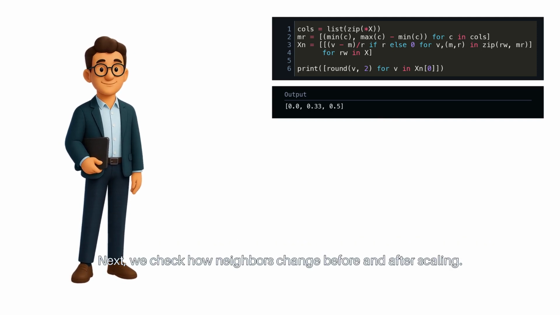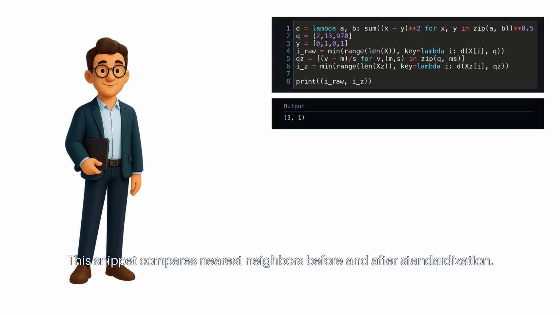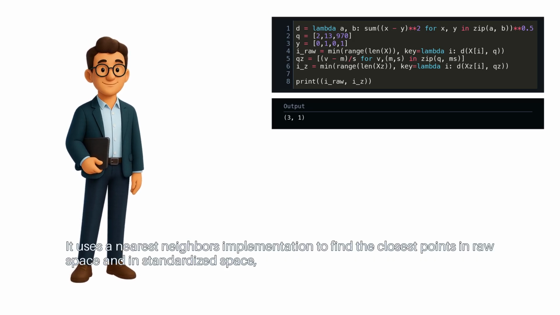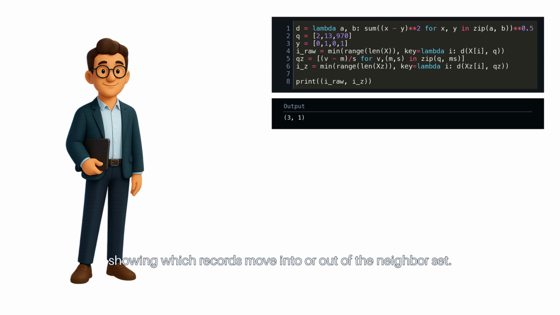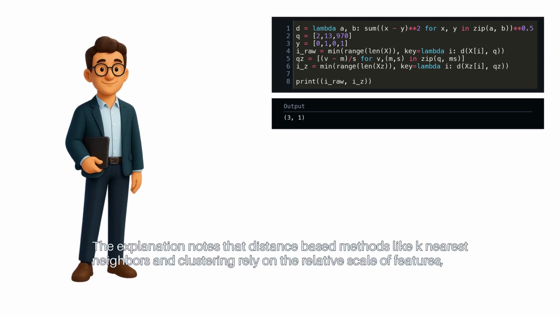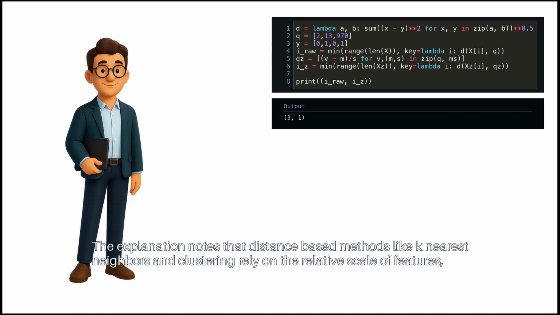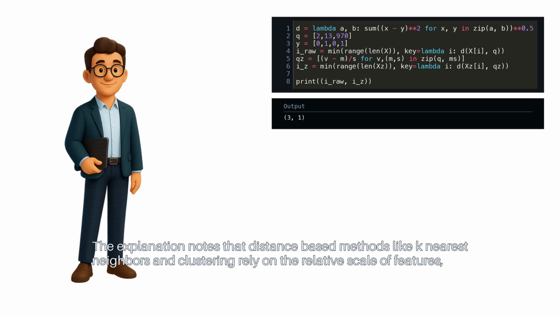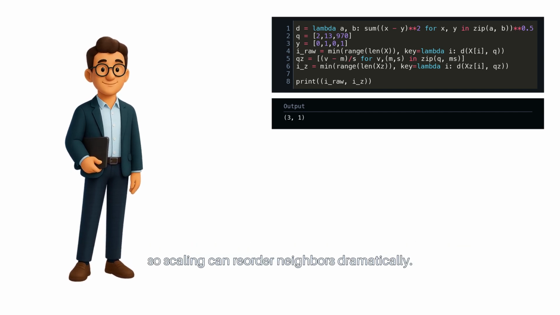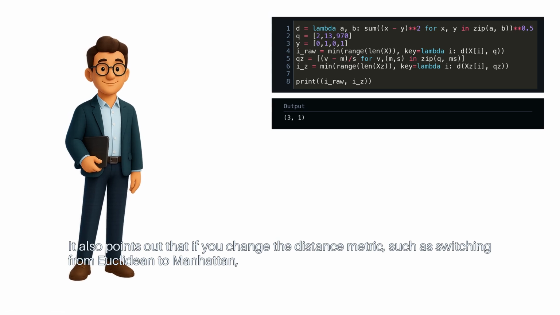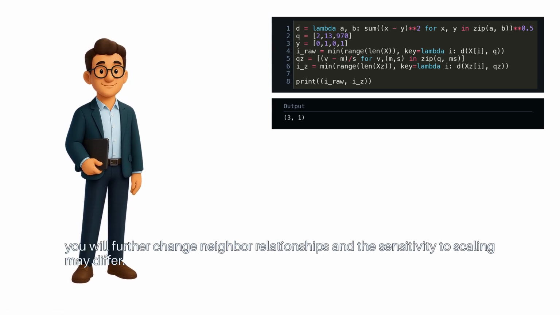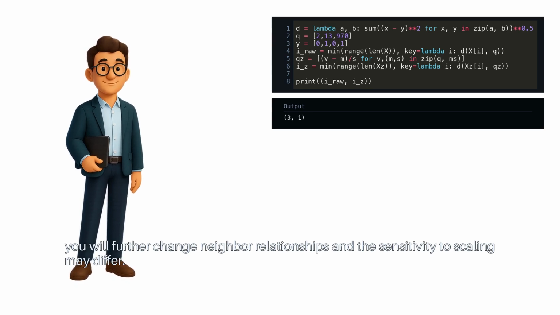Next, we check how neighbors change before and after scaling. This snippet compares nearest neighbors before and after standardization. It uses a nearest neighbors implementation to find the closest points in raw space and in standardized space, showing which records move into or out of the neighbor set. The explanation notes that distance-based methods like k-nearest neighbors and clustering rely on the relative scale of features, so scaling can reorder neighbors dramatically. It also points out that if you change the distance metric, such as switching from Euclidean to Manhattan, you will further change neighbor relationships and the sensitivity to scaling may differ.